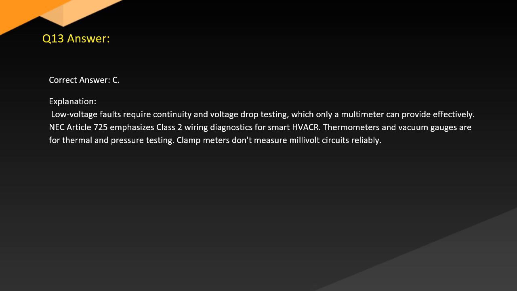Answer. Correct answer: C. Explanation. Low voltage faults require continuity and voltage drop testing, which only a multimeter can provide effectively. NEC Article 725 emphasizes Class 2 wiring diagnostics for smart HVACR. Thermometers and vacuum gauges are for thermal and pressure testing. Clamp meters don't measure millivolt circuits reliably.